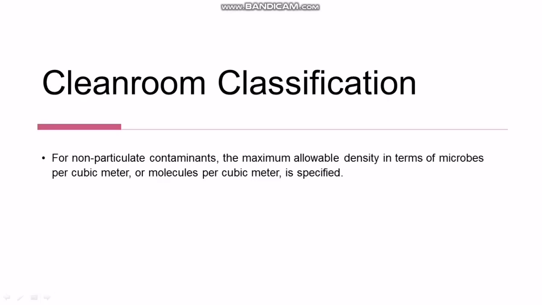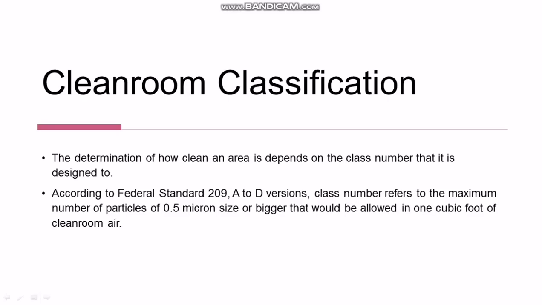For non-particulate contaminants, the maximum allowable density in terms of microbes per cubic meter or molecules per cubic meter is specified. We classify the rooms on the basis of these allowable densities for non-particulate contaminants. To determine how clean an area is, it depends on the class number. According to Federal Standard 209 A to D versions, the class number refers to the maximum number of particles of 0.5 micron size or bigger that would be allowed in 1 cubic foot of clean room air.